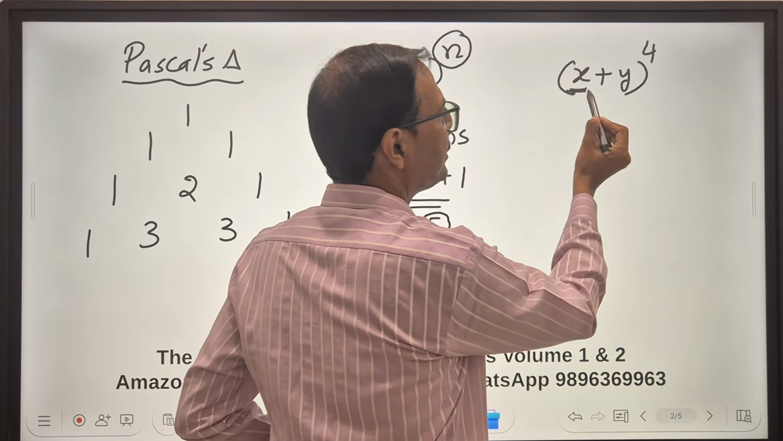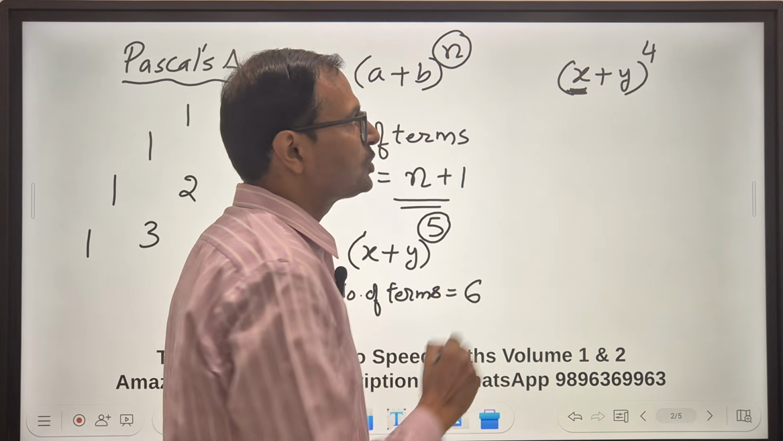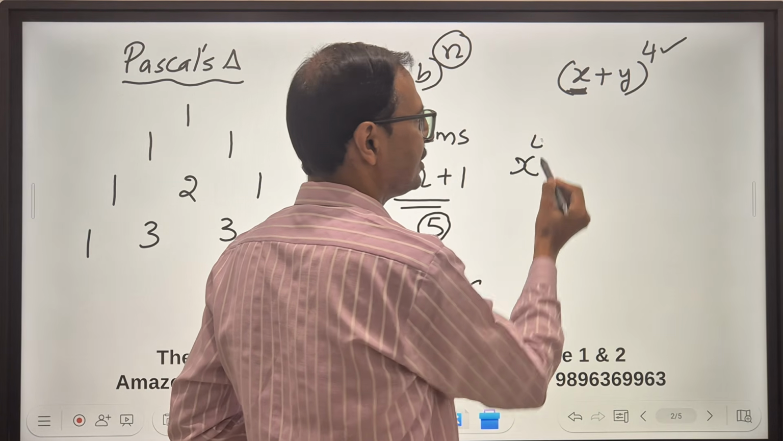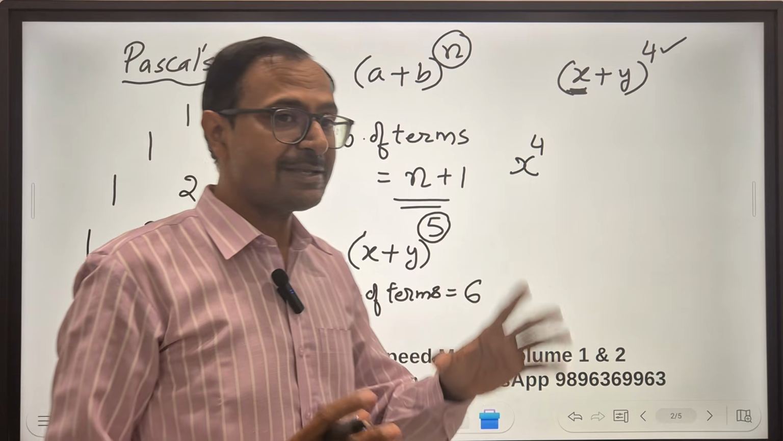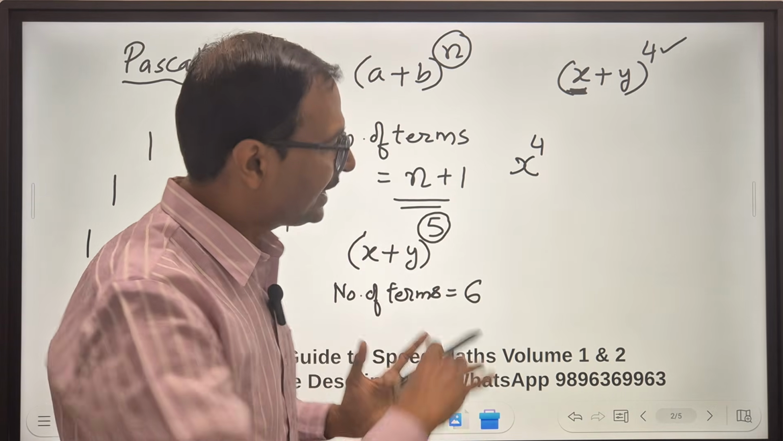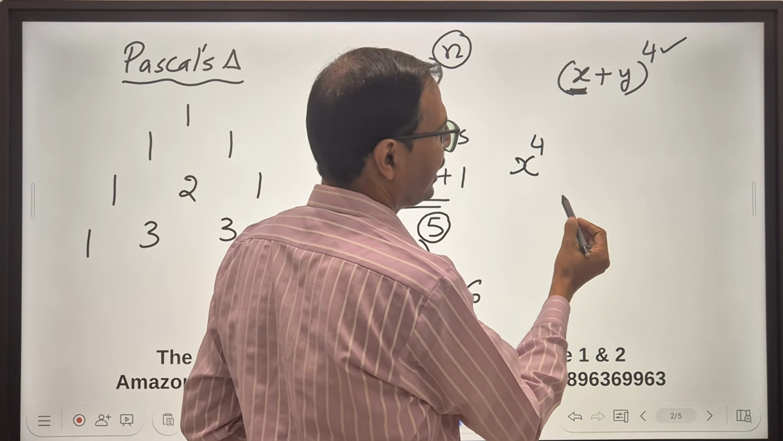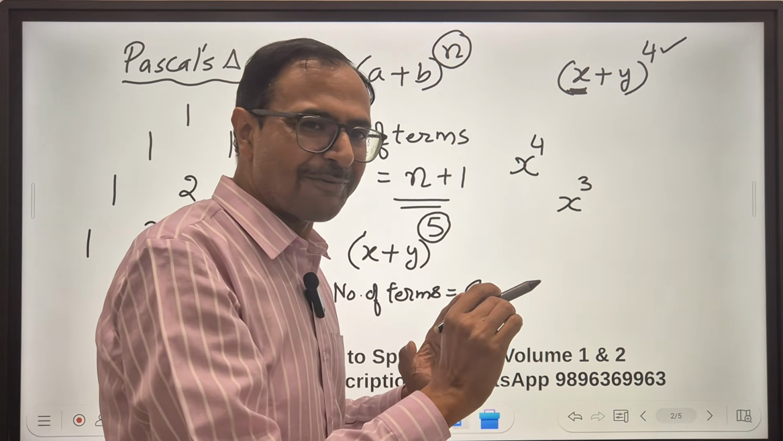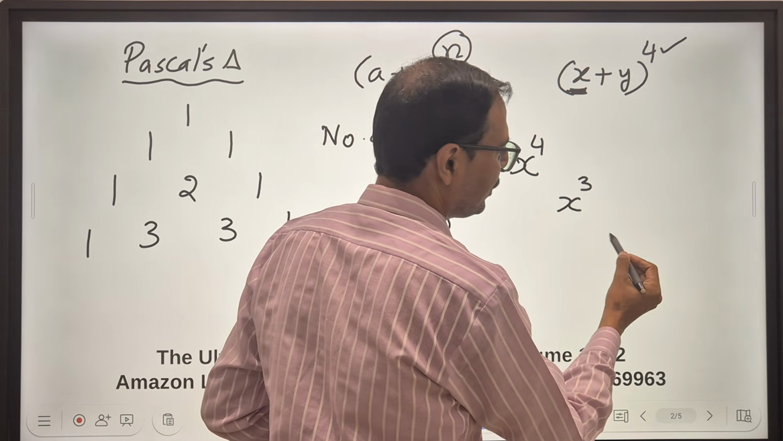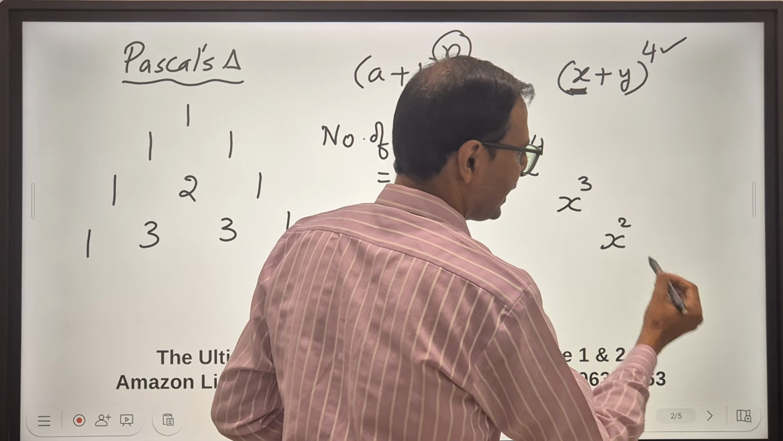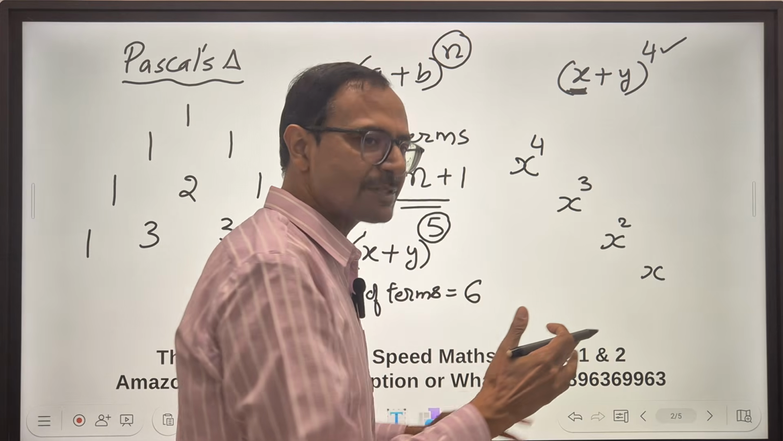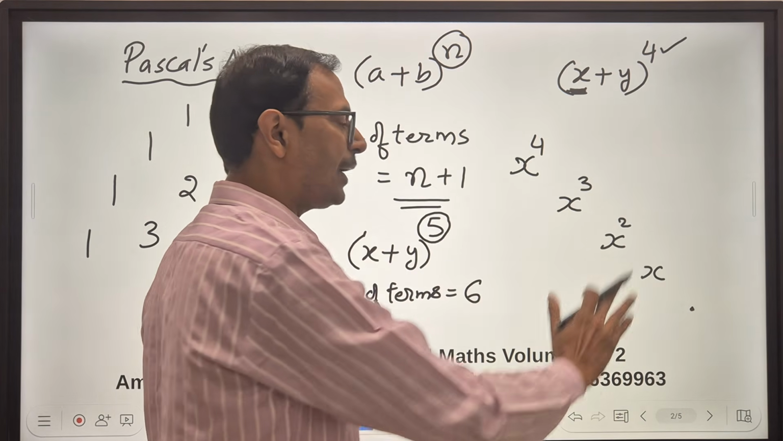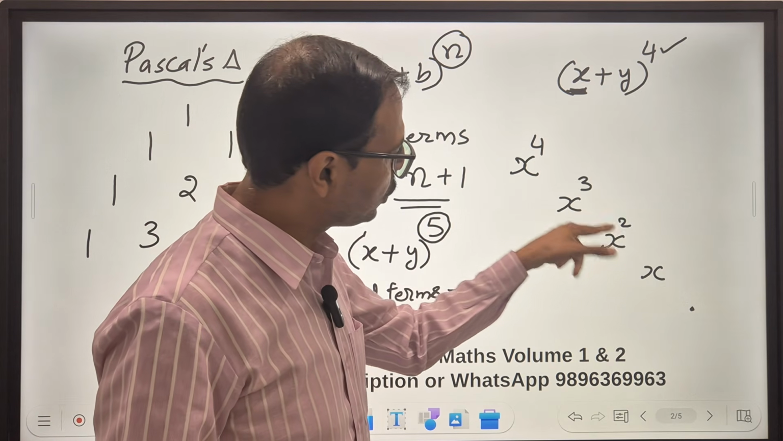The first term in the base is x, right? So you will always start with this exponent of x in the first term. So in the first term, you will have x raised to power 4. In the second term, you will have x raised to power 3, reducing by 1, right? In the next term, you will have x raised to power 2. In the next term, you will have x raised to power 1 or simply x. And in the next term, x vanishes. There is no x. So how many terms? 4, 3, 2, 1, 0.